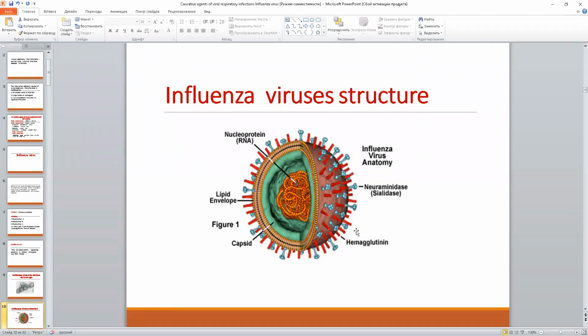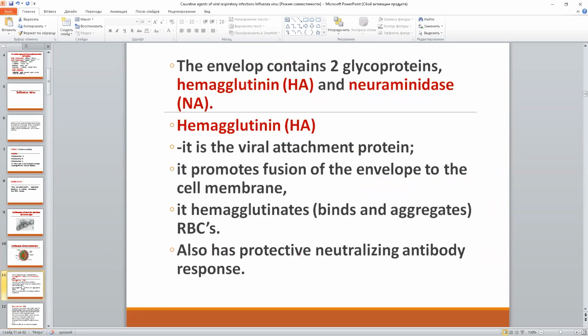Anyway, spikes are on the surface, and some spikes have the function of neuraminidase, sialidase. They are able to destroy sialic acids, and some of them, red color in this picture, are hemagglutinins. Hemagglutinins are HA, neuraminidase is NA, and they are different. And of course, they are specific viral antigens. The envelope contains 2 glycoproteins, hemagglutinin, HA, and neuraminidase, NA.